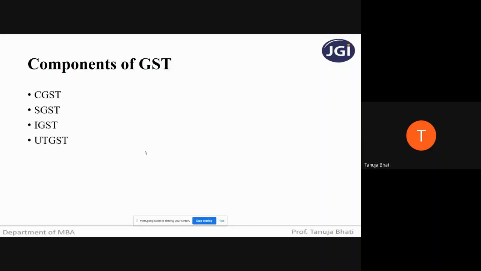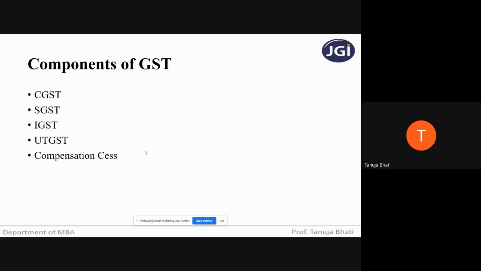Okay, next. Now, what are the components of GST? Now, when I say we have to charge GST, what do you mean by the components of GST? Usually, GST is falling under different heads: CGST, SGST, IGST, UTGST, and compensation cess.